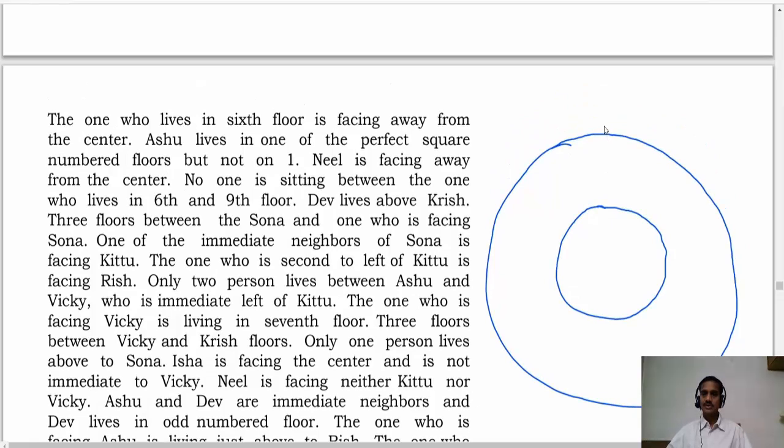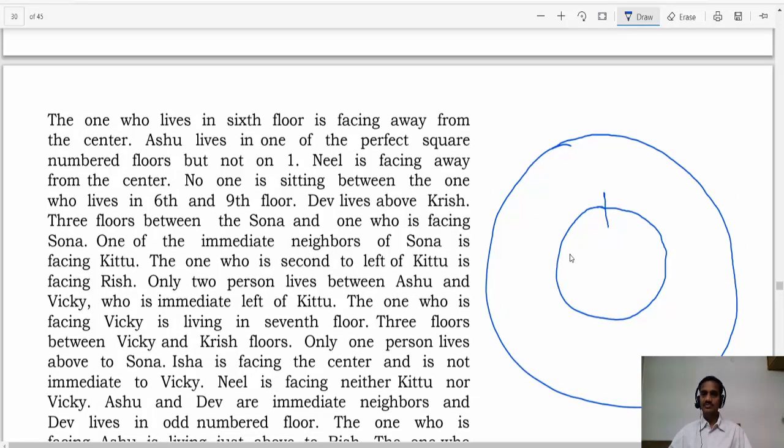Now in these two, how many persons are there? Now 5 persons here, 1, 2, 3, 4, 5. Here also there are 5 persons, 1, 2, 3, 4 and 5. Now these persons are away from the center, and these persons are facing towards the center. Clear now? Then the one who lives on the 6th floor is away from the center.